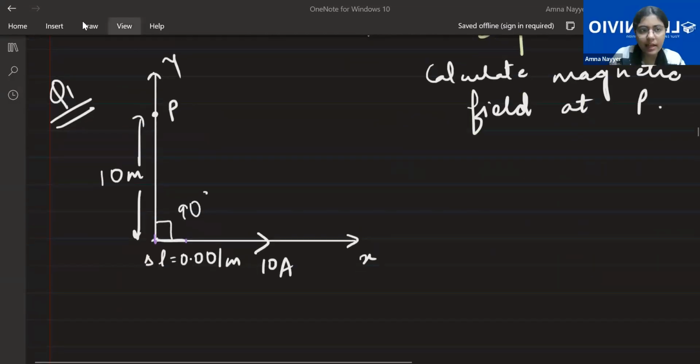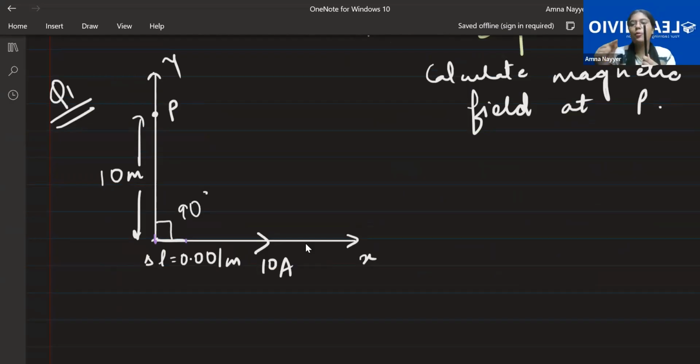See, this is a question from your NCERT itself. Usually we have the current along the y-axis and the point is present like this. In this question, the wire is present along the x-axis like this. And current is moving towards the positive x-axis with the value 10 amperes. Now in this question, only the figure is drawn and you have to interpret everything from the figure itself. But it's not difficult. If current is flowing 10 amperes along the x-axis, this is the wire, right? And this is the point P where you have to calculate the magnetic field.